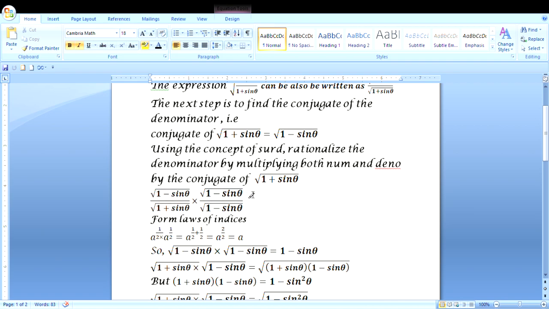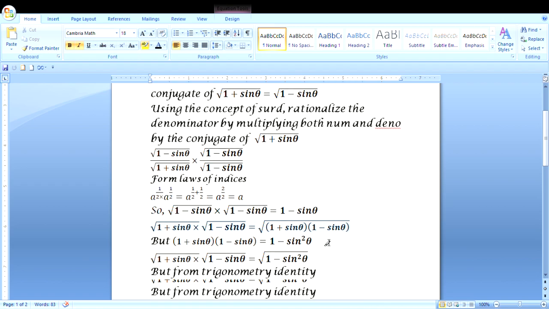This takes us to the law of indices. In indices, if the bases are the same and the operation sign is multiplication, we take the base once and add the powers. With that, the square root of 1 minus sine theta times the square root of 1 minus sine theta is simply 1 minus sine theta. Now we are done with the numerator.